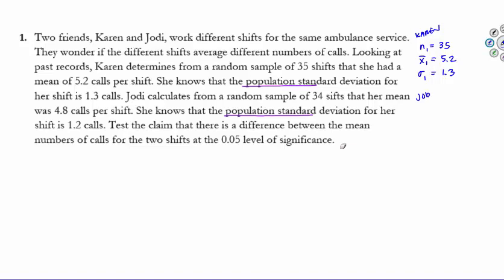Then we get some information for Jody. Jody had a sample of 34 shifts. The mean number of calls for the second sample was 4.8, and the population standard deviation for the shift was 1.2. So once I take this inventory, that helps me. Now I don't have to read through again. We'll notice that population standard deviation was known and given. Therefore, we'll use a z-test.